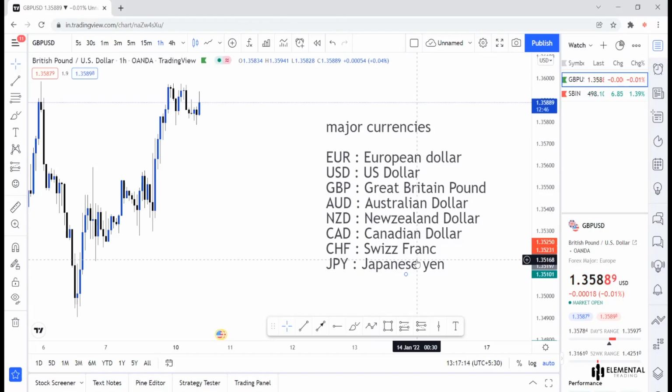On this basis, we pair the currencies, and we differentiate also like major, minor, and exotic and all. We'll learn that in detail in the coming videos. So anyway, these are the major currencies which we are going to deal with.